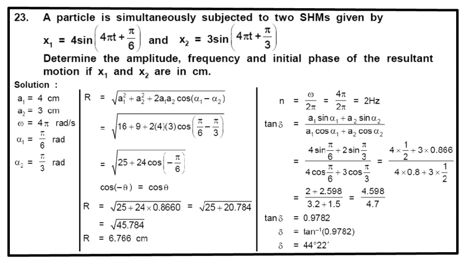Now tan delta is equal to (A1 sin alpha 1 plus A2 sin alpha 2) upon (A1 cos alpha 1 plus A2 cos alpha 2). So when I substitute the values of A1, A2, alpha 1, alpha 2, I get tan delta is equal to 0.9782. So delta is equal to 44 degrees and 22 minutes. From the natural tangent table of your logarithmic tables, you will get these values.